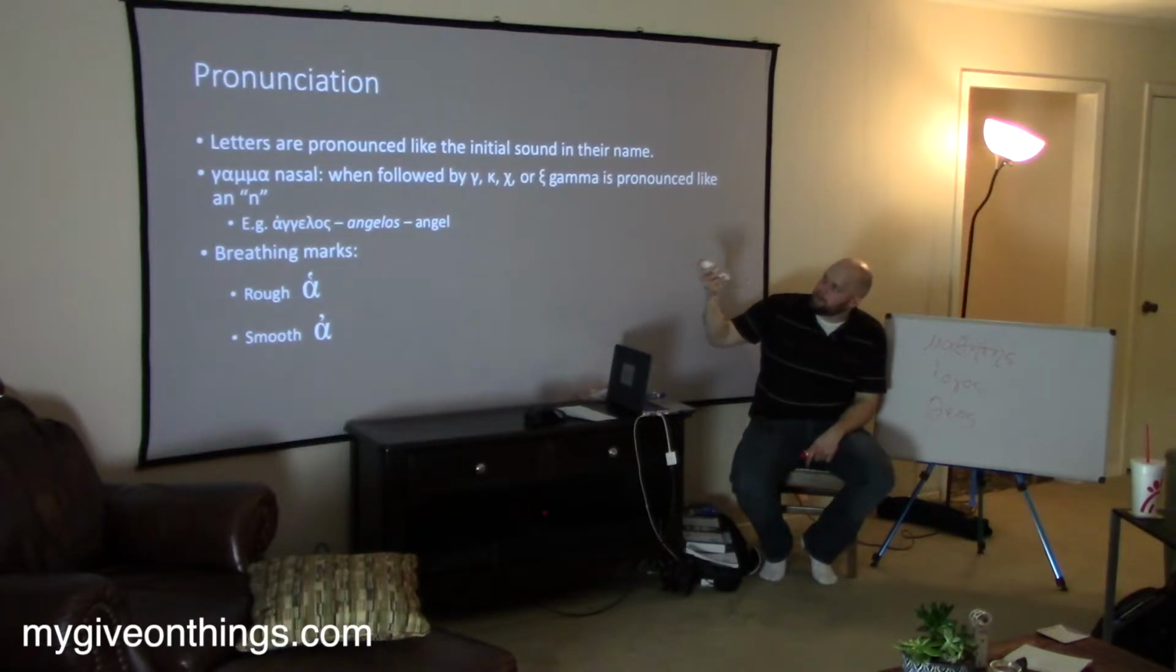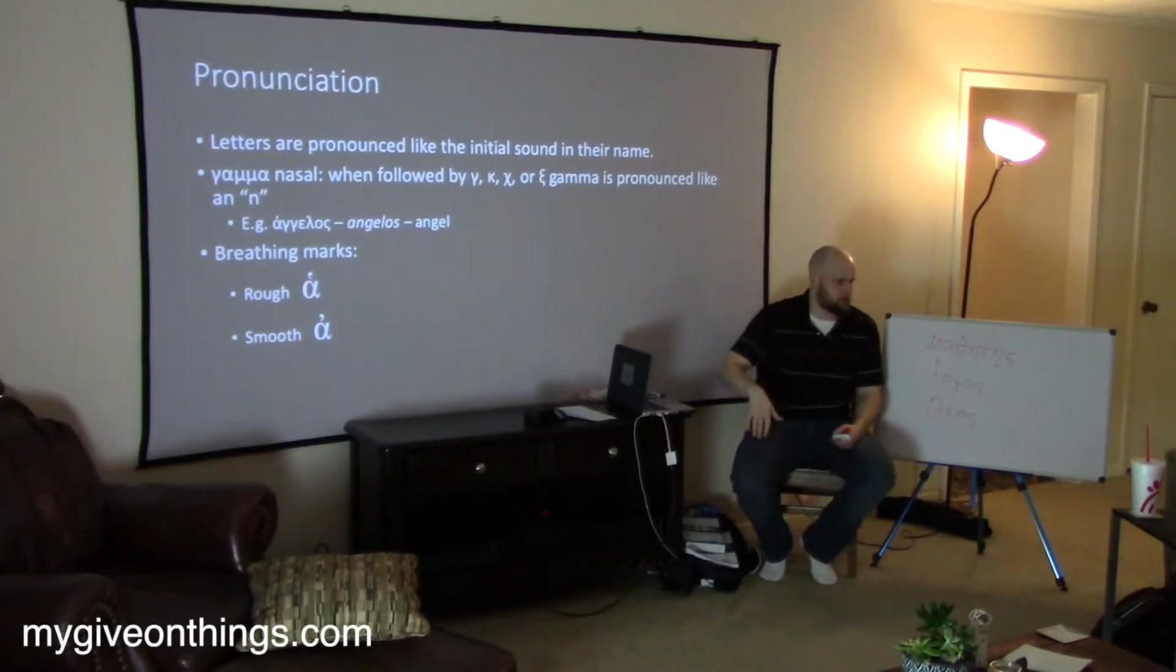Letters are pronounced like the initial sound in their name. This is why it's best to learn the names. So when you're learning alpha, beta, gamma, delta, epsilon, zeta, eta, theta, whatever the first sound of the name of the letter is, that's the sound the letter makes. So zeta makes a z sound, kappa makes a k sound, lambda makes an l sound, all the way down the row, every letter. So if you know the name of the letter, then you know the sound it makes.